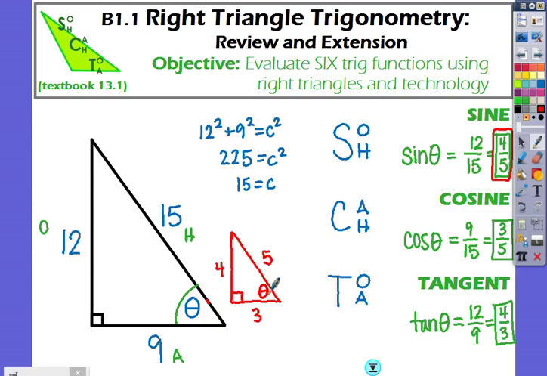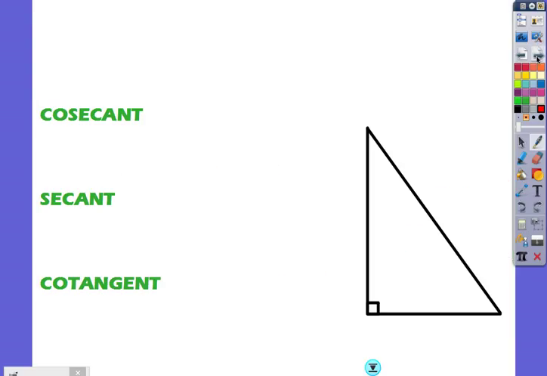Now, it says that we're going to extend this today, and that's because there are actually 3 more trig ratios that you've never heard of. They are called cosecant, secant, and cotangent. So let's just pretend we're on that same triangle as before. We've got a 9 and a 12, and the Pythagorean theorem gave us a 15. Now the deal with cosecant is it's just the reciprocal of sine. So you know how sine was opposite over hypotenuse. Cosecant is going to be hypotenuse over opposite.